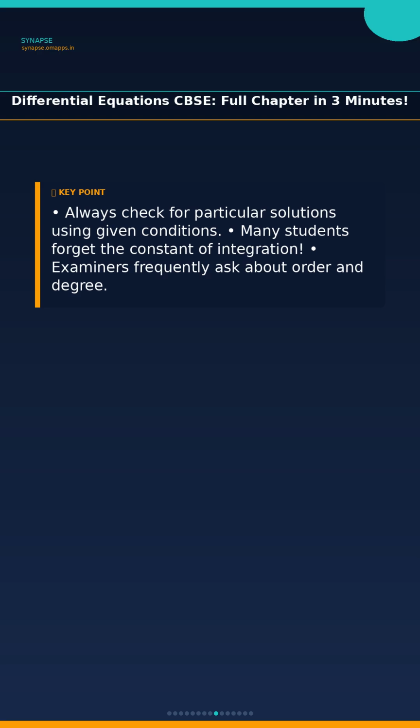Here's a crucial point, always check for particular solutions using the initial conditions given in the problem. A lot of students forget this and miss out on marks. And remember, examiners love asking about order and degree.